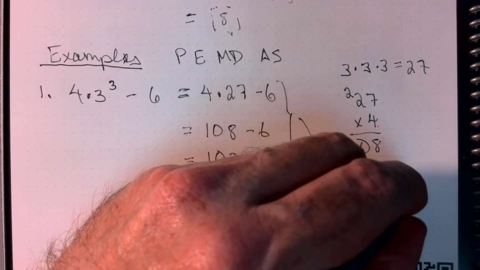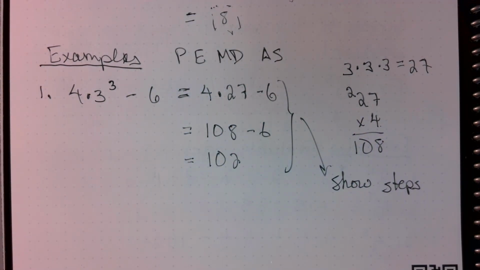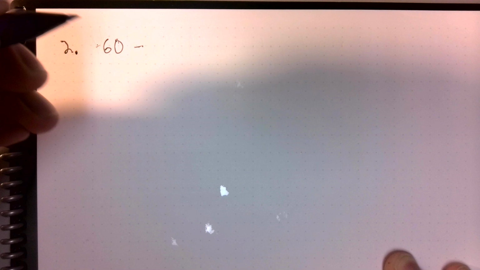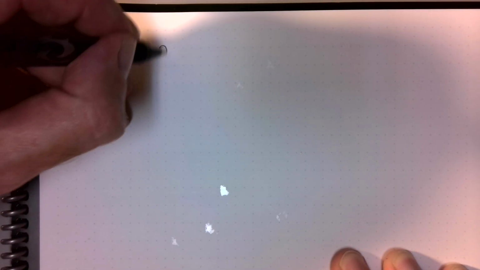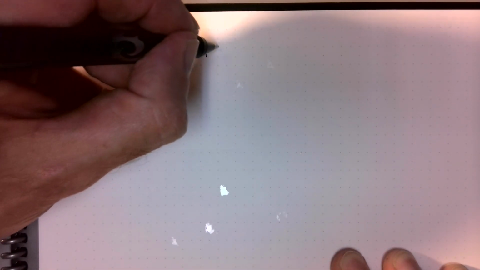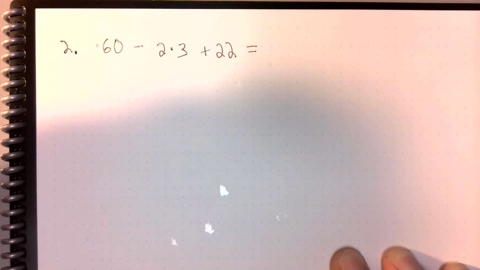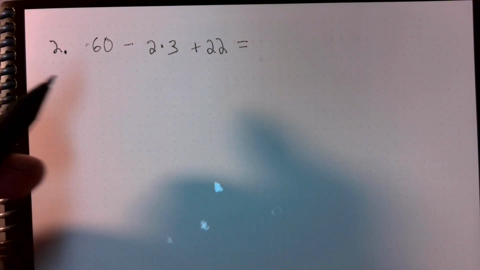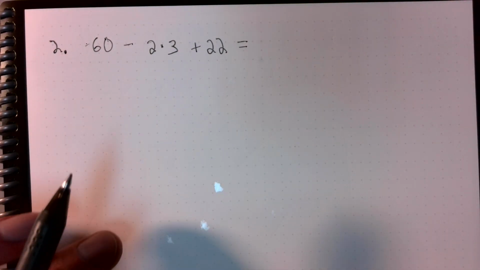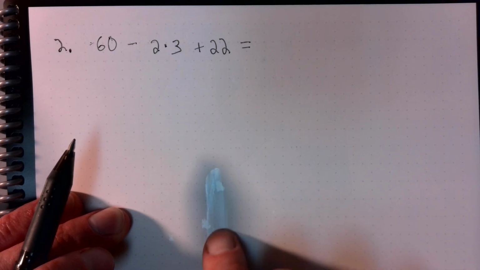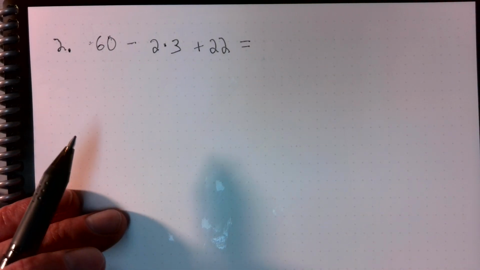Okay, a couple more problems. Okay, let's try this one. Example number 2 for us: 60 minus 2 times 3 plus 22. Okay, so we notice there are no parentheses and there are no exponents. So nothing to worry about on that level.